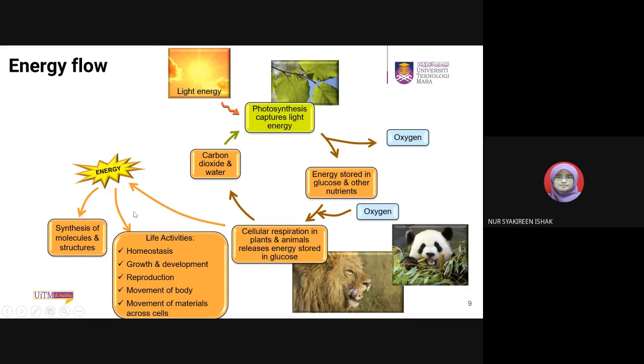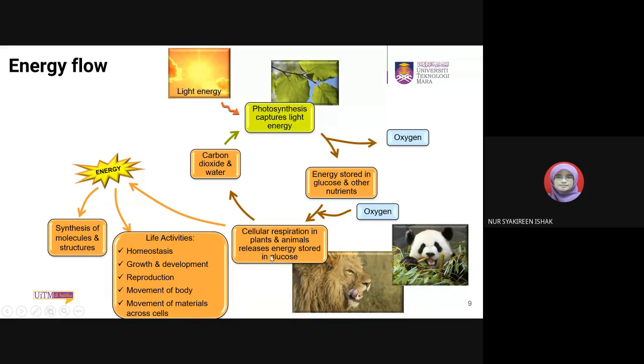Okay, so these are energy flows. The sunlight provides energy for photosynthesis to be carried out by plants, and then plants release oxygen. It also produces food in the form of glucose and other nutrients, and also the cell wall of plants. These are used by heterotrophs, kan, nampak dalam gambar ni ada panda, ada lion, and all other organisms require the oxygen produced by photosynthesis. The oxygen released from photosynthesis is used by these heterotrophs or consumers to carry out cellular respiration.